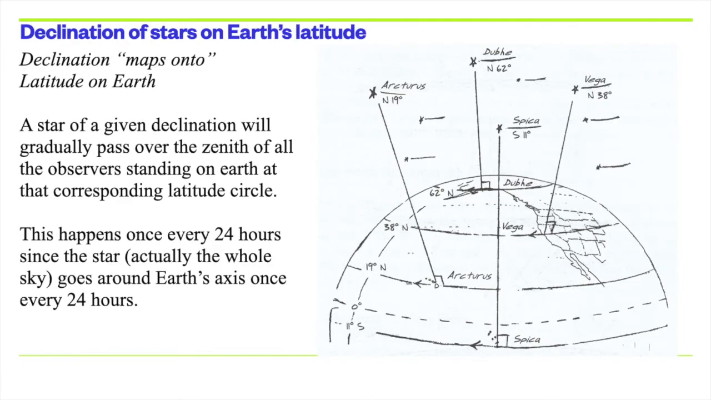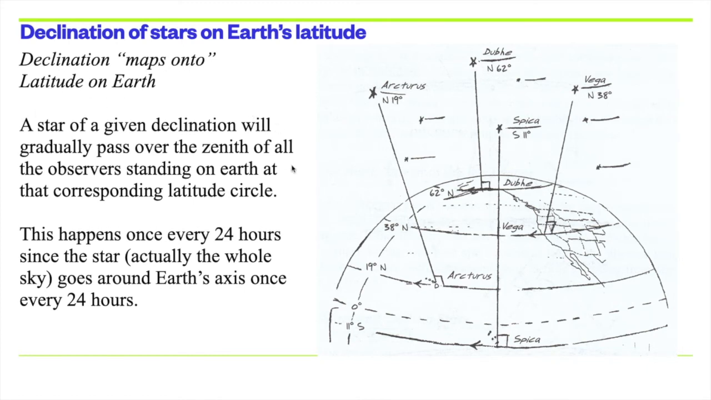In this slide, we have an important statement that says declination maps onto latitude on Earth. We have already mentioned this in an earlier slide, where we said that if we project Earth's longitudes onto the celestial sphere, they give us the constant right ascension lines, and if we project Earth's latitudes on the celestial sphere, they give us constant declination lines. Therefore, this statement that declination maps onto latitude on Earth.